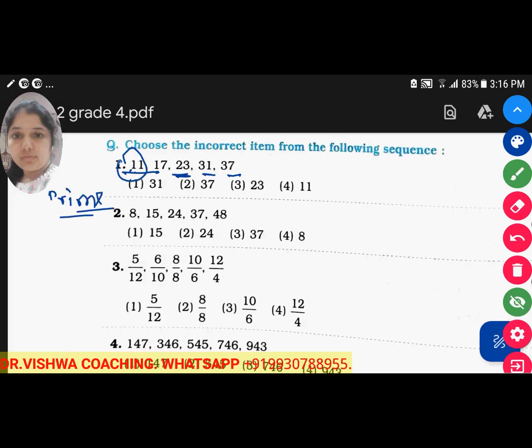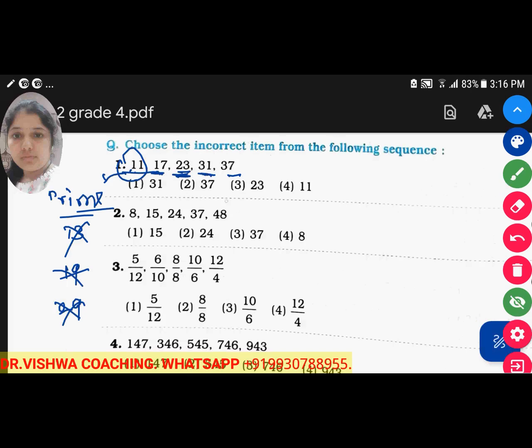But 11 is taken, then 13 is left, not taken, and then they take 17. Then 19 is left and they take 23. So which is the prime number after 23? 25 is not a prime number, 27 is not a prime number, 29 is a prime number. So 29 is left and they took 31.